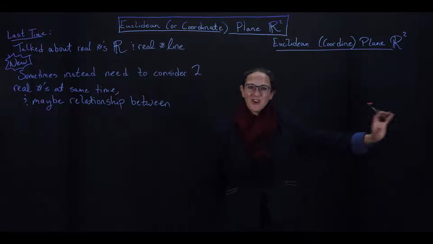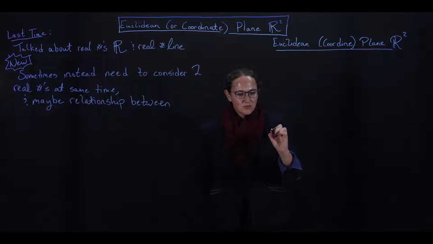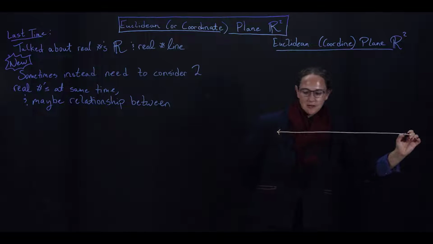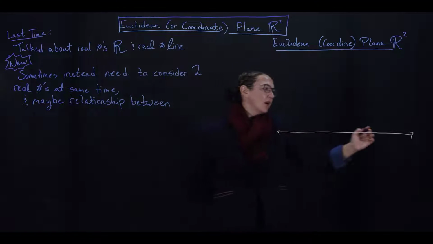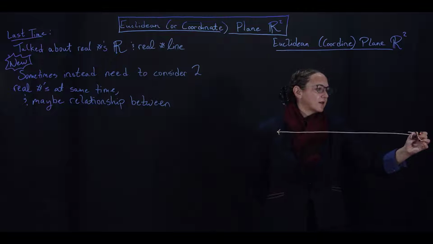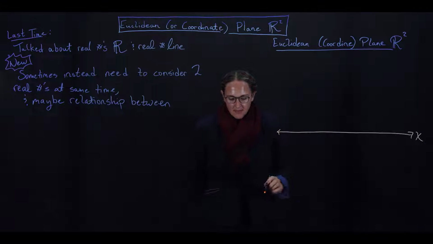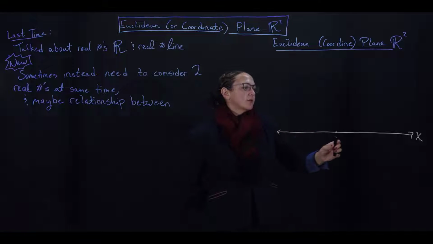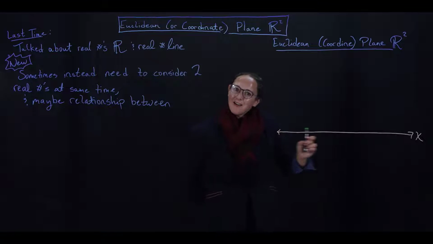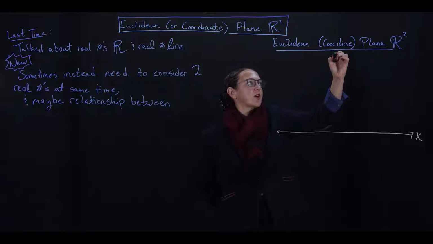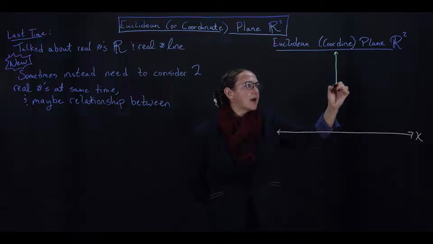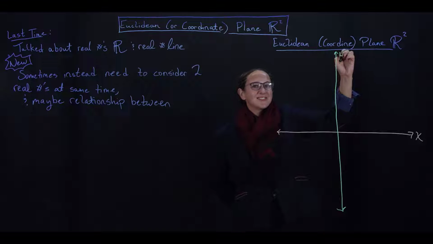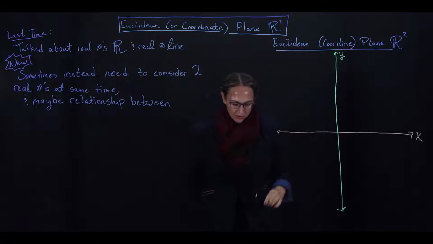So we're going to need two copies of the real line. The first one is going to be our horizontal axis. Often it's our x-axis, so we will indeed call it the x-axis. And then we're going to want a second copy. Going right and left has to do with our first copy of the real numbers, and going up and down has to do with our second copy of the real numbers. And usually this is the y-axis, the vertical axis.